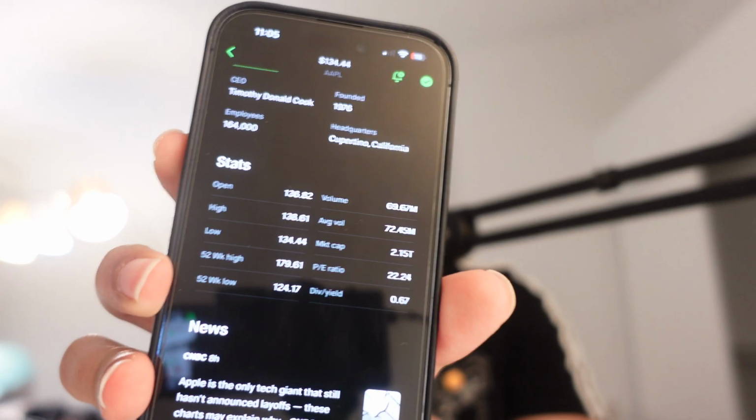So guys, I hope you have taken a picture of the stats part. Now let us actually understand. As you can see on the stats part, open is 136.82. So 136.82 is the price at which Apple opened today. I showed you 134.44, which is the price right now. It opened at 136.82. The highest it went to is 138.61, and this is all from the stats, guys. I'm not telling you any other figure here.